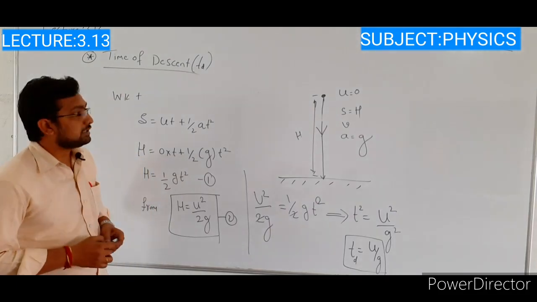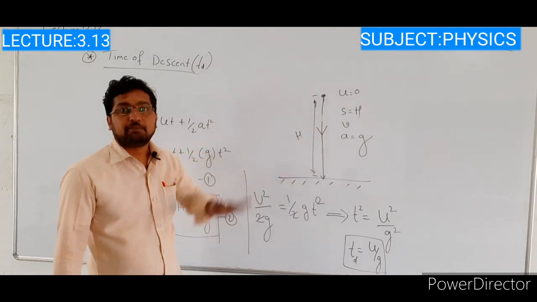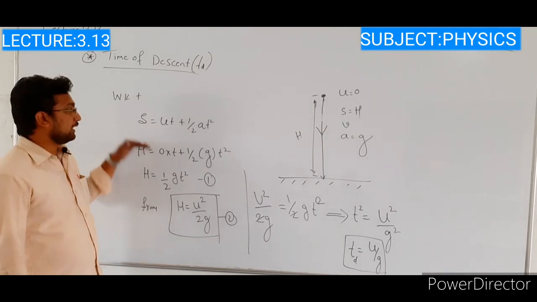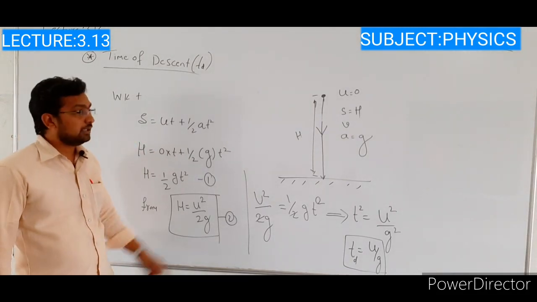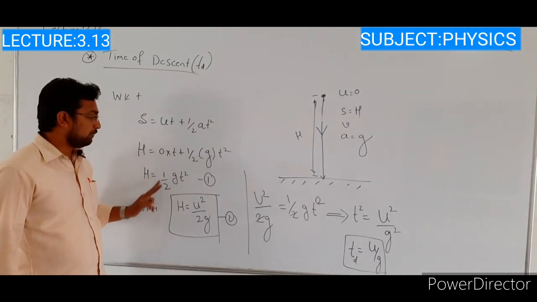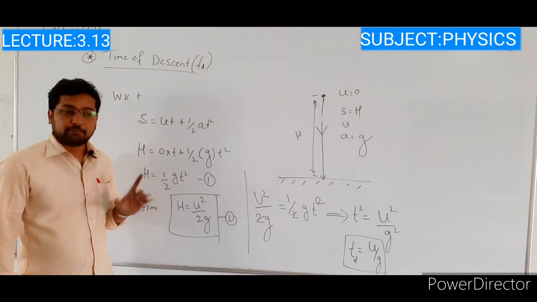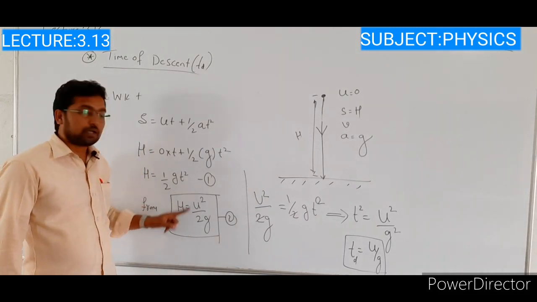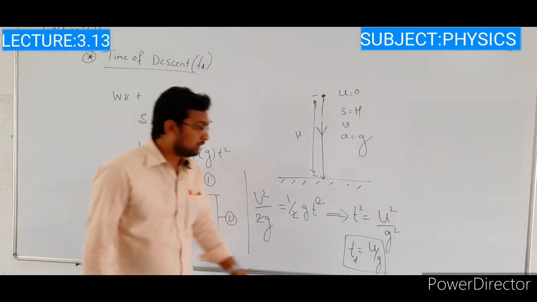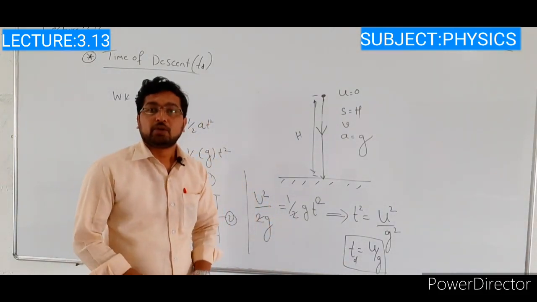Time of descent means the time taken by the object to reach from the maximum position to the minimum position. So that is known as time of descent. For this we consider the equation s equal to ut plus half at square. Substitute all the conditions here, then you will get h is equal to 1 by 2 g into t square. From the maximum height formula, h equal to u square by 2g, we substitute this value in equation number 1. Then you will get time of descent equal to u by g.